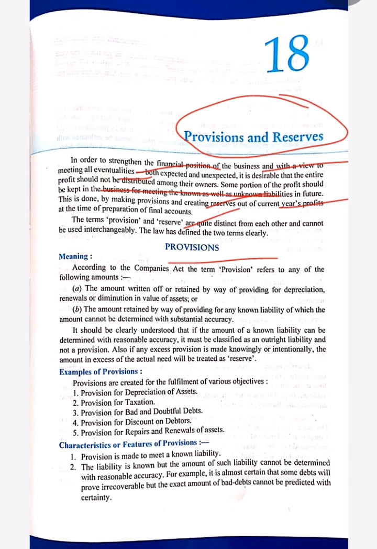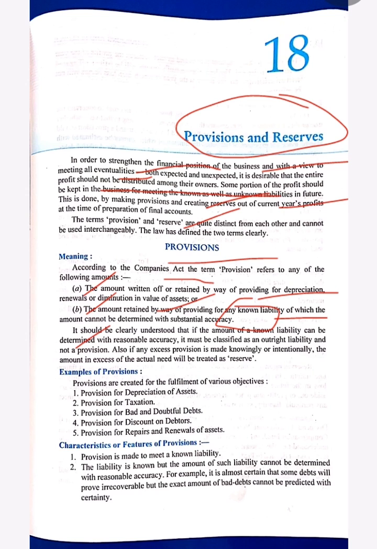First of all, let me tell you what a provision is. According to the Companies Act, the term provision refers to any of the following: the amount written off or retained by way of providing for depreciation, renewals, or diminutions in value of assets; the amount retained by way of providing for any known liability, of which the amount cannot be determined with substantial accuracy. It should be clearly understood that if the amount of the known liability can be determined with reasonable accuracy, it must be classified as an outright liability and not a provision.